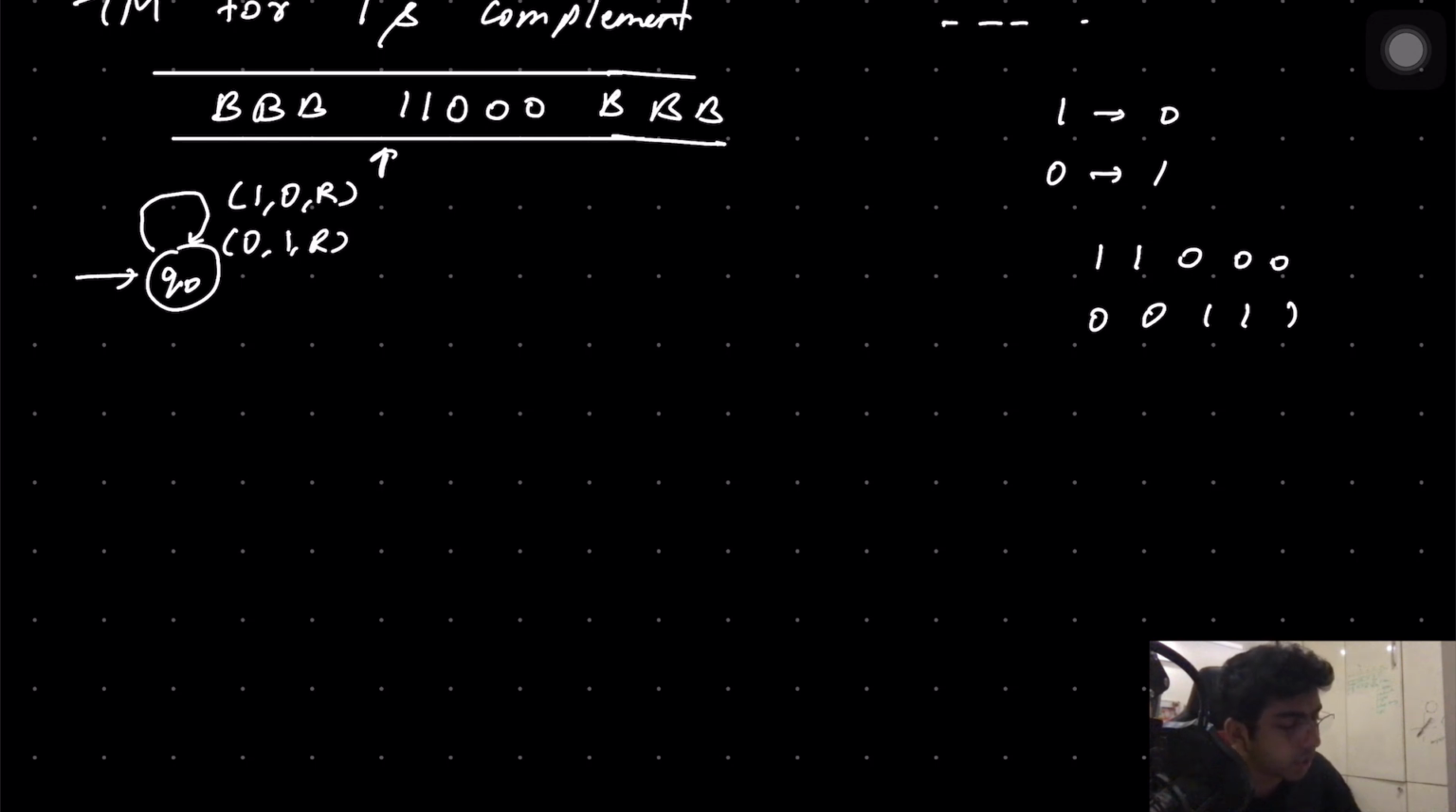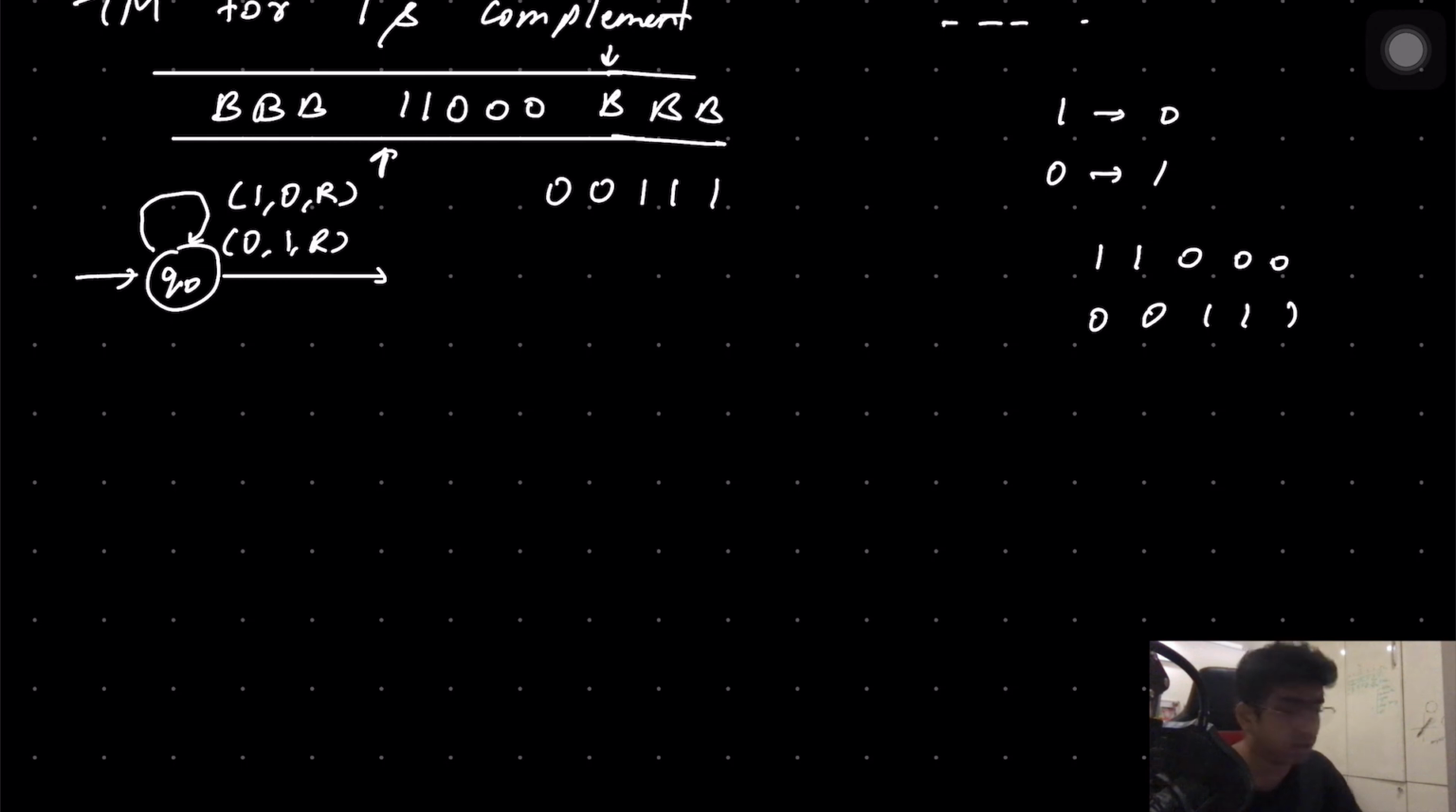Okay, so 1 becomes a 0, we go right. 1 becomes a 0, we go right. 0 becomes a 1, we go right. 0 becomes a 1, we go right. 0 becomes a 1, we go right. Okay, and now we are at a blank. If you are at blank, you're done with the code, you're done with all of this.